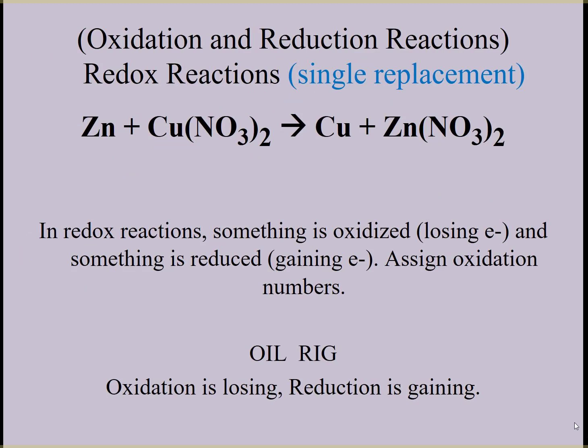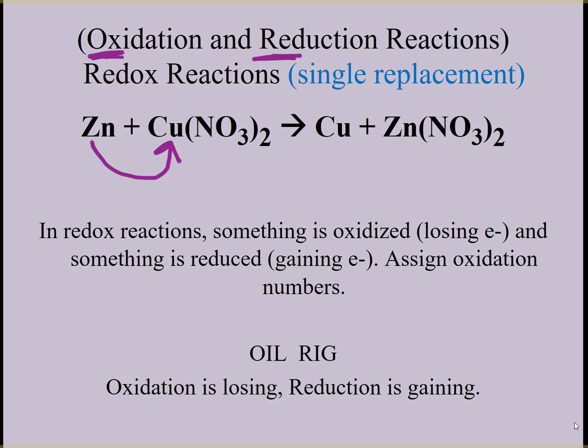They're also known as redox reactions. The re from the reduction and the ox from the oxidation we put together and have redox. These are single replacement reactions where you have an element come and kick out the cation and it becomes the new element, and that's called single replacement. Single replacement reactions are always redox reactions.